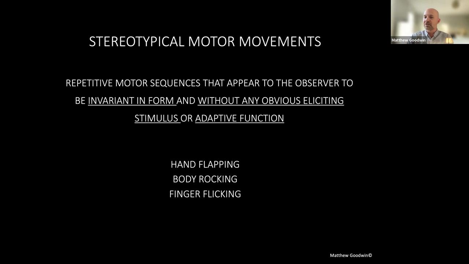Second, that to the observer, they have no obvious eliciting stimulus. It is not clear to us what has happened in the environment that would have occasioned the onset of these behaviors or would occasion the offset of these behaviors. And then third is that they have no adaptive function. They're not intentionally deployed by the individual for some set purpose. Hand flapping, body rocking, and finger flicking are the topographies that are the most represented in our epidemiological data.